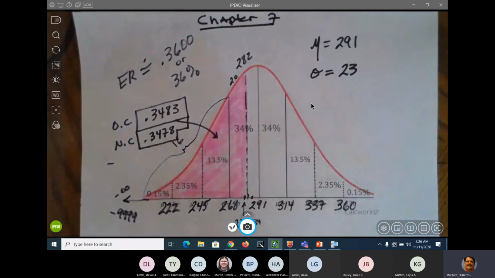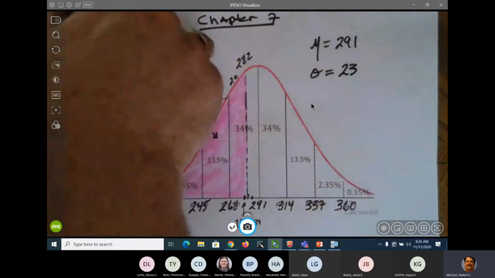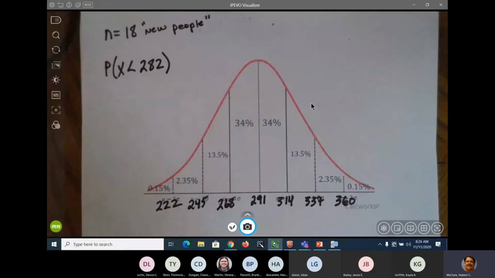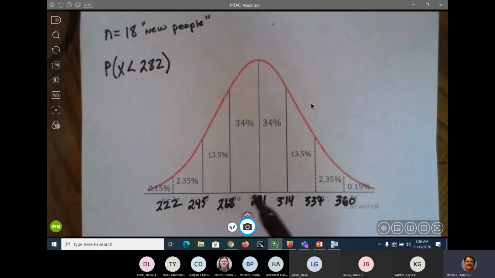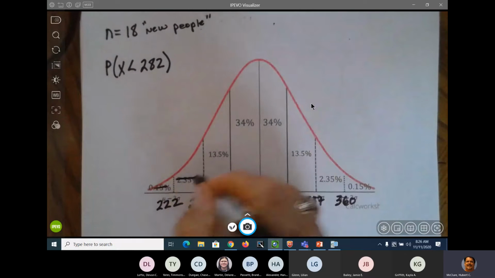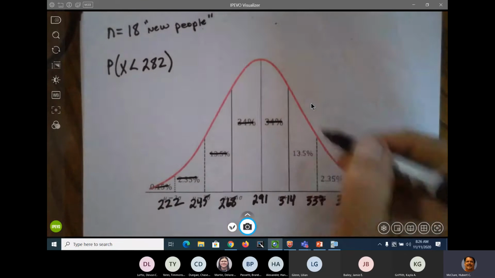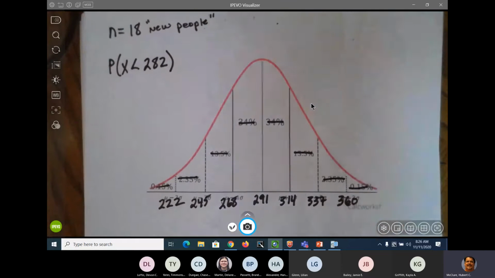And then they said, well, I'll tell you what, we got this information. Go out and find 18 more people. And tell me what happens when you get 18 more people. What is their probability of being 282 days or less? So 282 will be in the same place, but you can't use the empirical rule now because these are new people. So we're going to just mark out the empirical rule because it doesn't count here because you're dealing with new people. And the scale of the 282 is going to be different also because I'm going to do that here in just a minute.